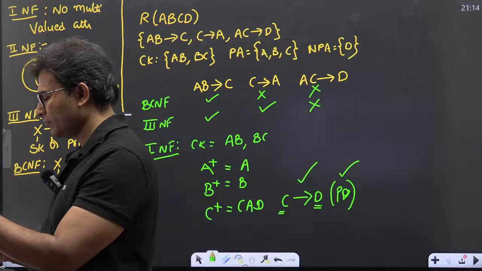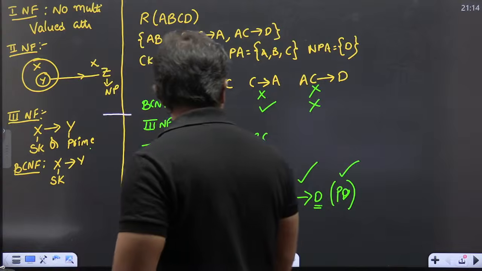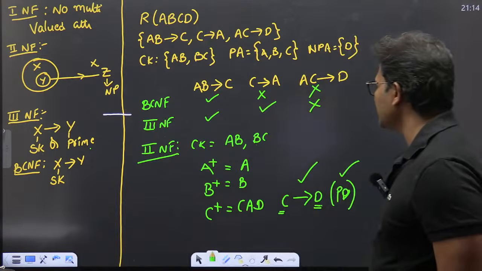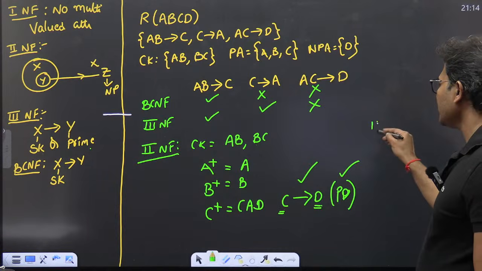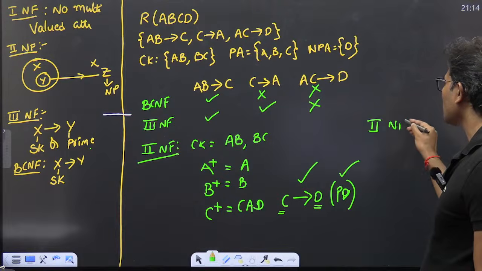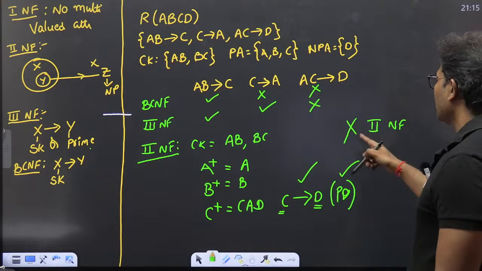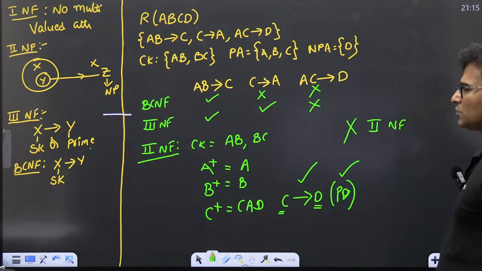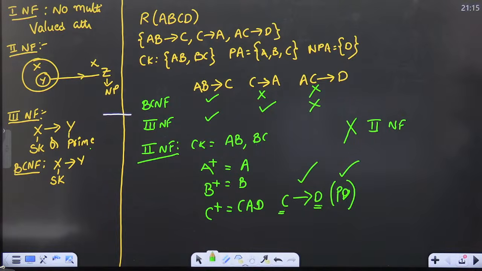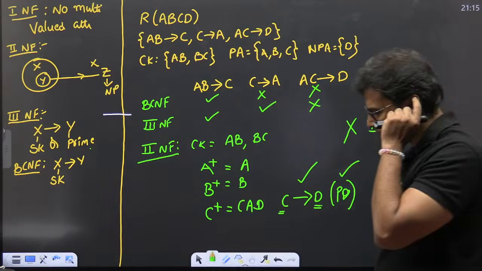Okay, fine. So we have got a partial dependency. Therefore, the table is not in second normal form also.